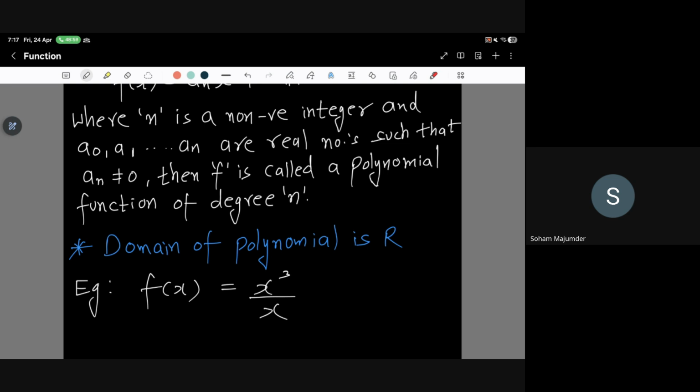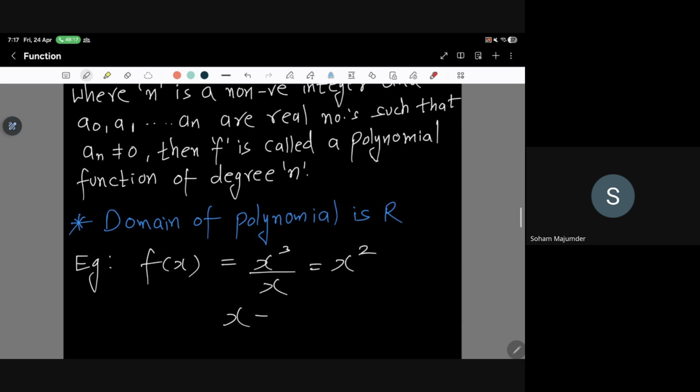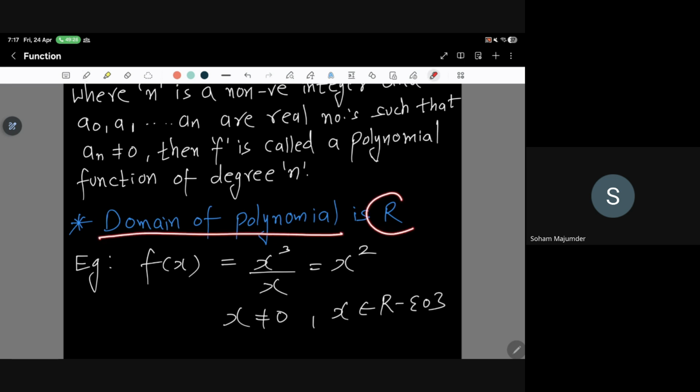See, if you simplify this and write f(x) equal to x square, it looks like a polynomial, because the power is a whole number. But if you look at the domain, in the original function you cannot put x equal to 0. It is not valid for x equal to 0. So the domain of the function is all reals except 0. But for a polynomial function, the domain must be all real values. So this is not a polynomial function.